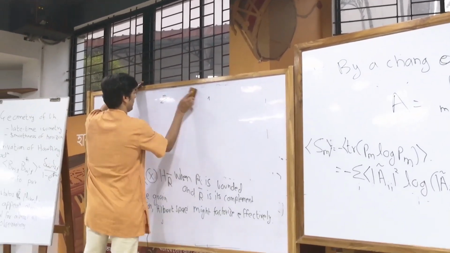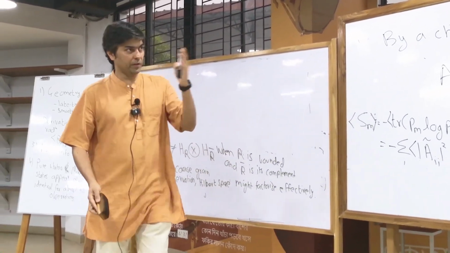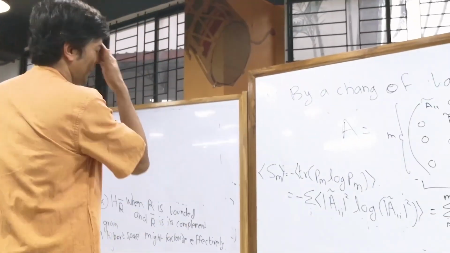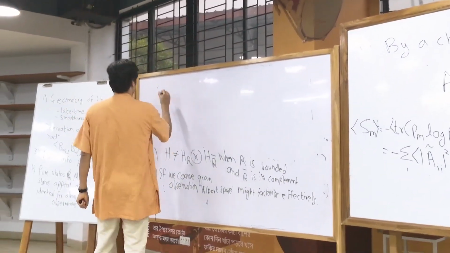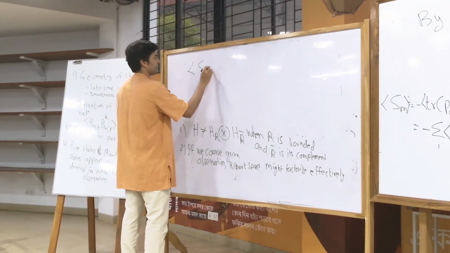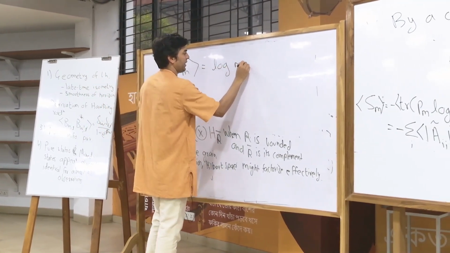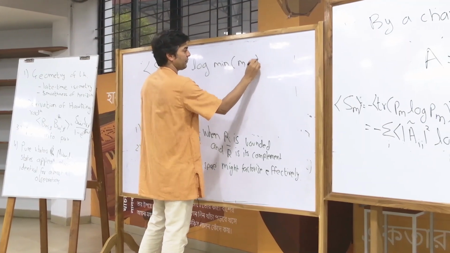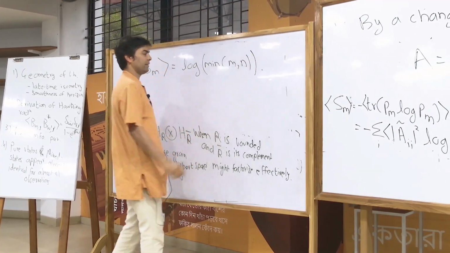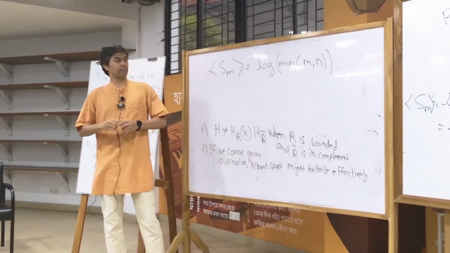If you take a Hilbert space, then the expectation of the entropy is log of the minimum of m and n. If you drop the assumption that m is smaller than n, then this is the general result.